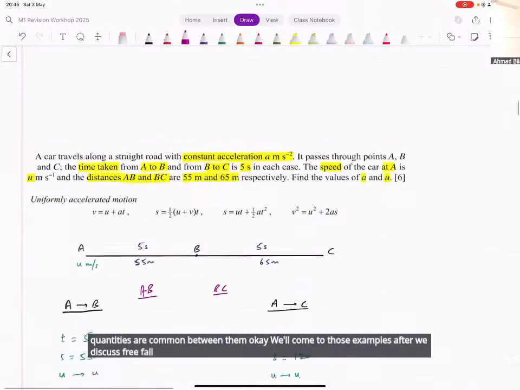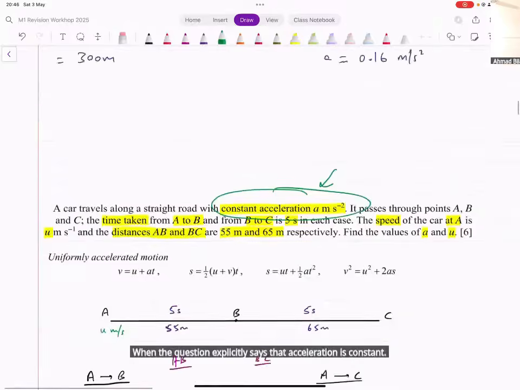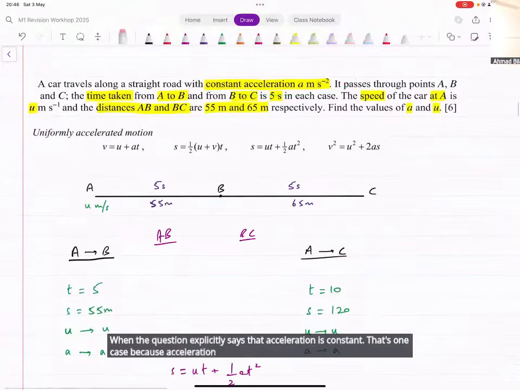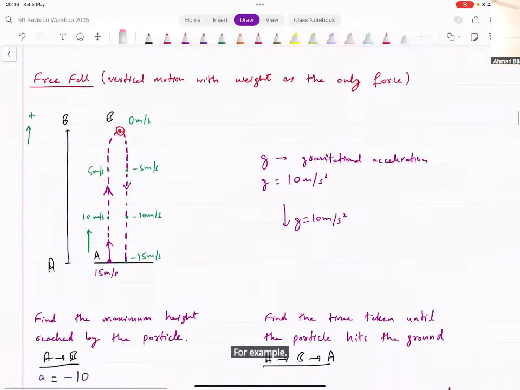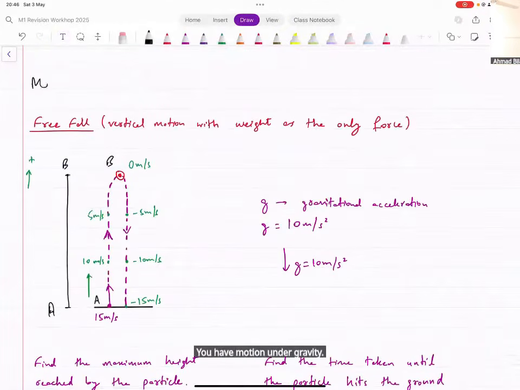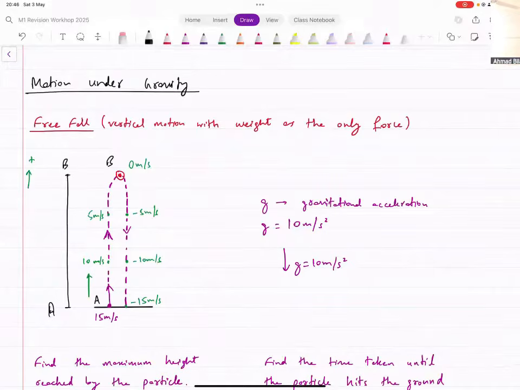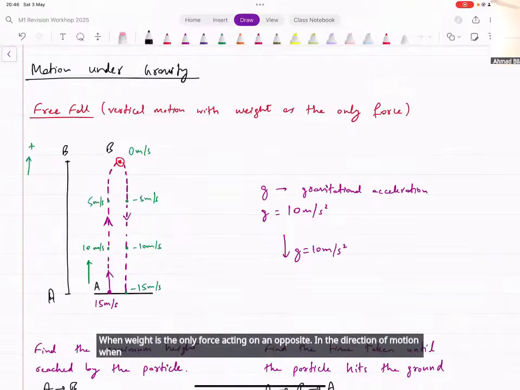So constant acceleration formulas can be used when the question explicitly says that acceleration is constant. That's one case, because acceleration has to be constant for us to be able to use those equations. But there are some cases where you need to remember that acceleration is constant. They will not tell you that. For example, you have motion under gravity. What's motion under gravity? When weight is the only force acting on an object in the direction of motion, we call that motion under gravity.